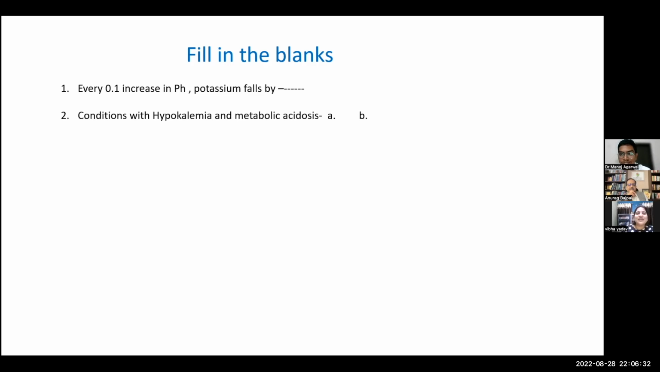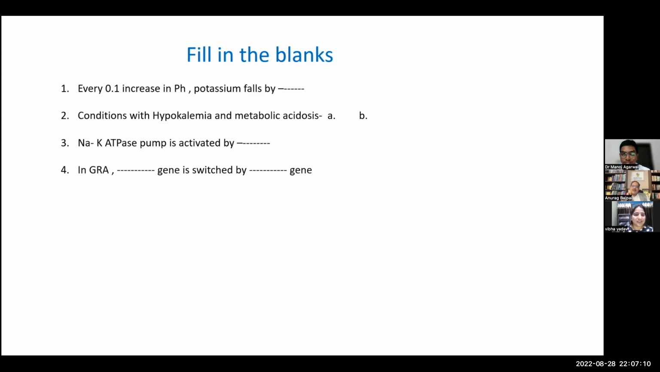Second. Condition with hypokalemia and metabolic acidosis. Two conditions. Dr. Dhwani has already said diarrhea and RTA. Perfect. Sodium potassium ATPase pump is activated by? By any pharmacological agent or by? It is inhibited by digoxin, we know. So it is activated by? Anybody has the correct answer? Insulin? Definitely, sir. Carry forward. Dr. Rajiv gave the right answer.